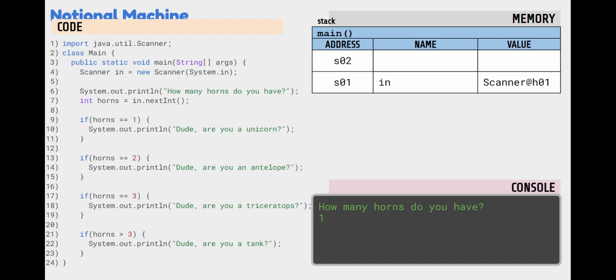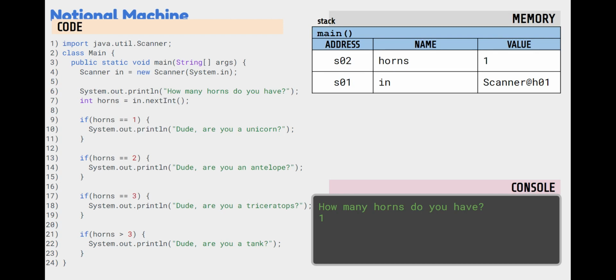Line 6 will print to the console the string, "How many horns do you have?" Line 7 will pause and wait for some user input. In our example, the user has entered in the number 1. Line 7 declares the variable horns, which gets created in stack memory, and it gets assigned the int literal 1.